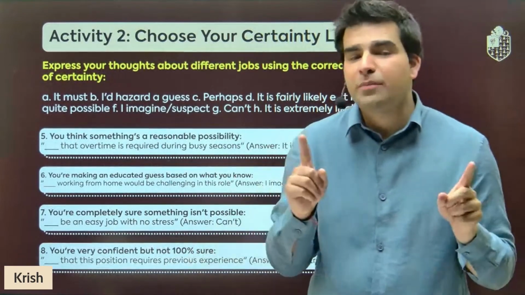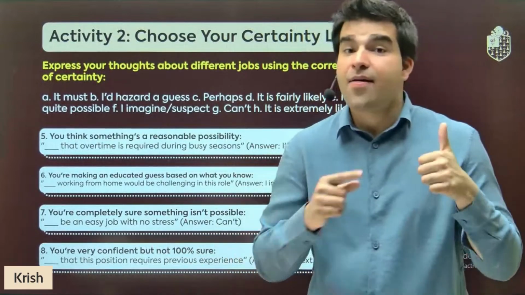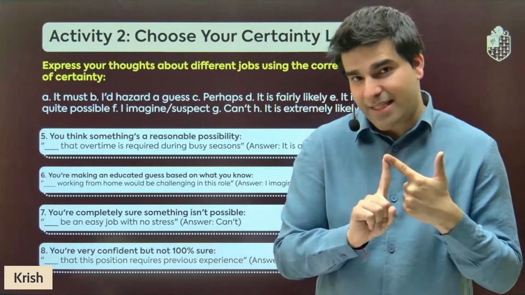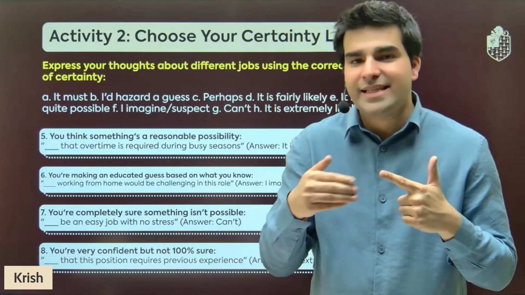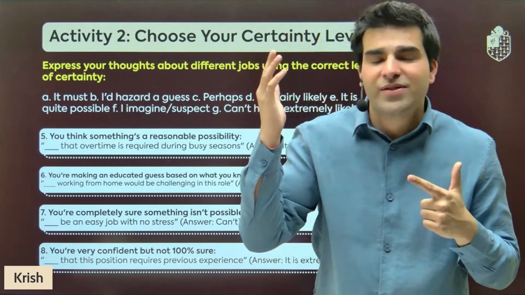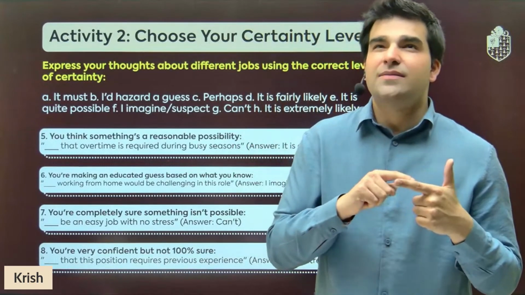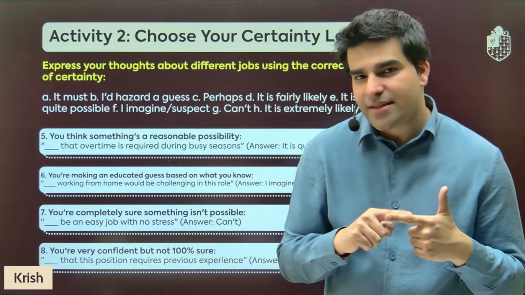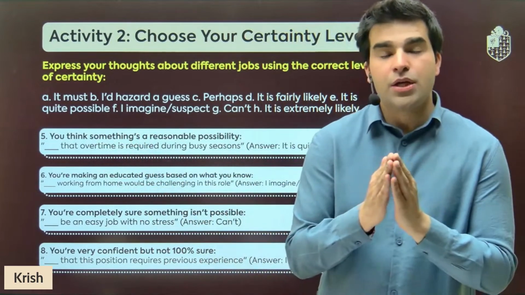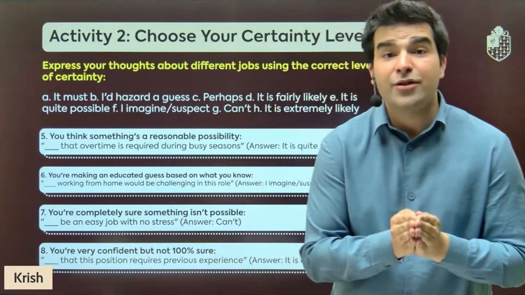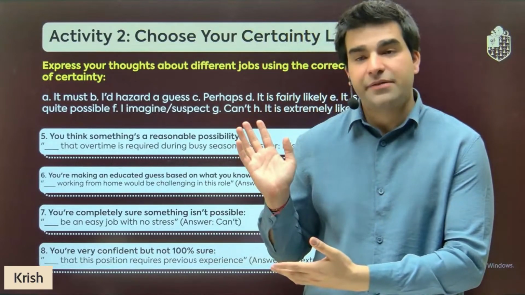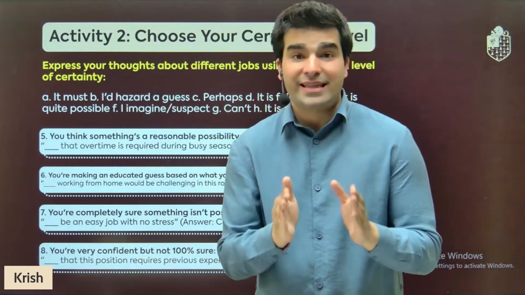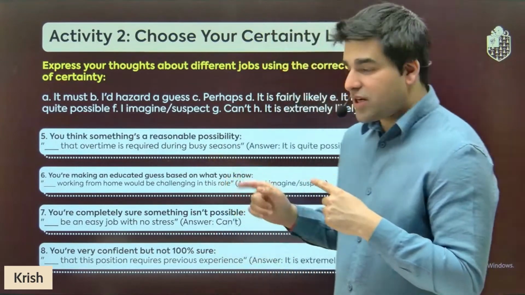So what did I do in the beginning? I was buying time. I said, "Thank you for the question. I'd hazard a guess." I know it was an easy example, but imagine if the question is really difficult. So what do you say? Thank you for the question. I'd hazard a guess. And then the rest of the sentence continues. So we looked at the phrases and then eventually looked at activity number 2, which is choose your certainty level. What are we going to do? Last game of the day. The last activity is in front of us. Here we go.